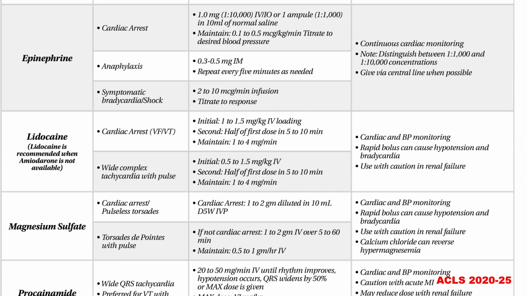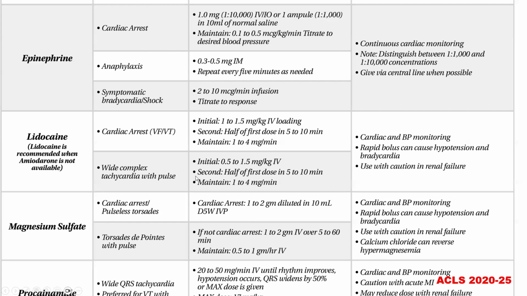All these patients need to have cardiac and blood pressure monitoring. Rapid bolus can cause hypotension and bradycardia. Use caution in patients with renal failure. Magnesium sulfate is an important medication in torsades. Torsades is a cardiac arrest with torsades. Give 1 to 2 grams diluted in 10 ml IV push. In cardiac arrest, magnesium sulfate is IV push.